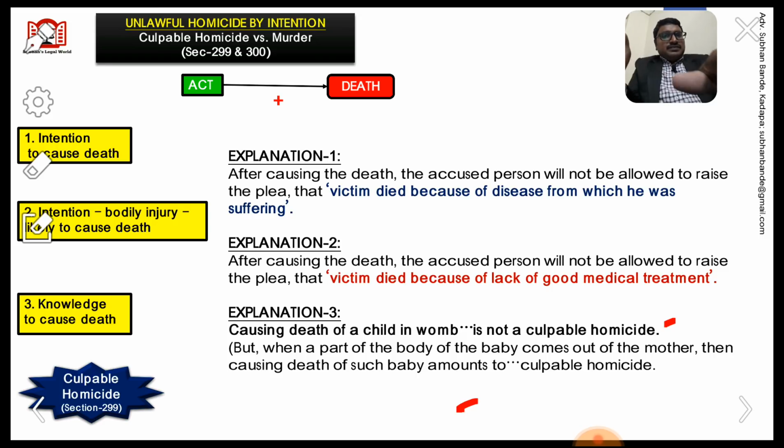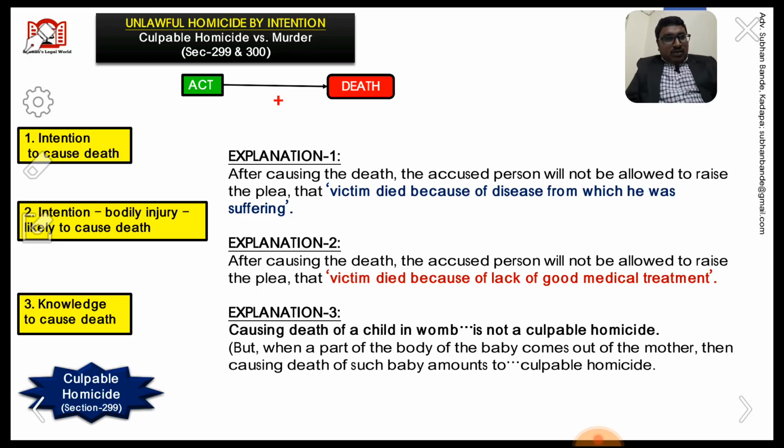From this, it is very clear that in order to constitute culpable homicide, there must be some act. The result of the act is the death. The act must be done by the accused with an intention to cause death, or with an intention to cause bodily injury that is likely to cause death, or with knowledge to cause death.